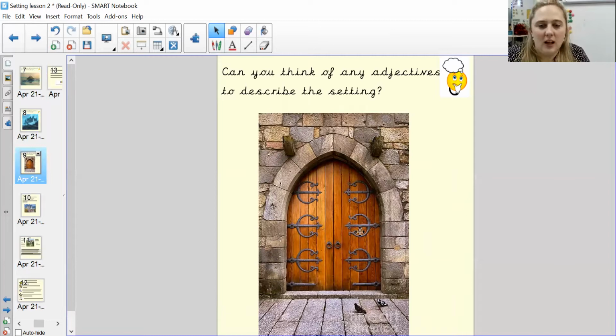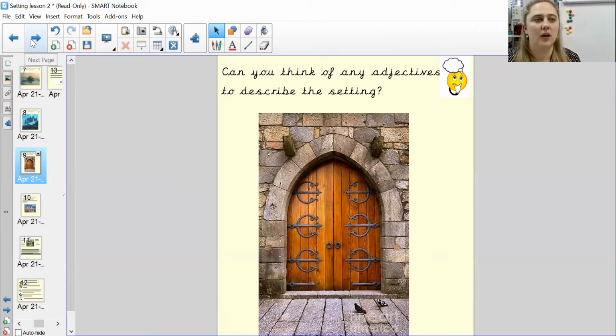Now, how could we describe this setting? Let me have a think. I think I'm going to describe this door as ancient and wooden. So that's two adjectives. Ancient, meaning very, very old, and wooden, another describing word to tell us what it's made of.